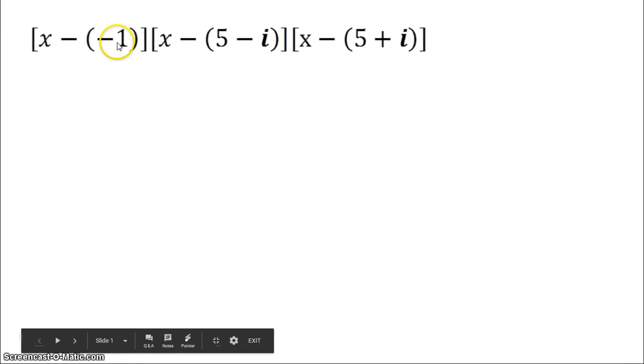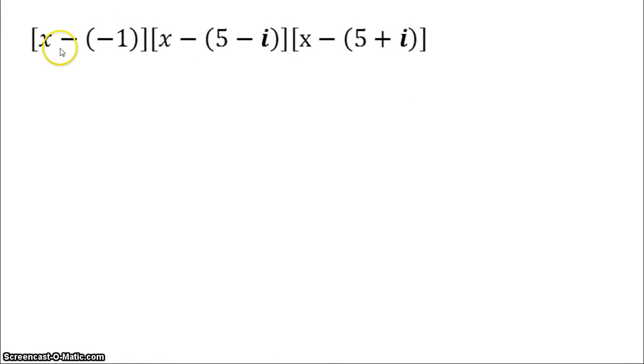If I know that -1 is one of my roots, then one of my factors will be x minus -1. Always x minus whatever the root is will be a factor. Similarly, x minus (5 minus i) is another one of my factors, 5 minus i being the root. And then because of the complex conjugate theorem, if 5 minus i is a root, then 5 plus i is a root, and so therefore x minus (5 plus i) is another factor.